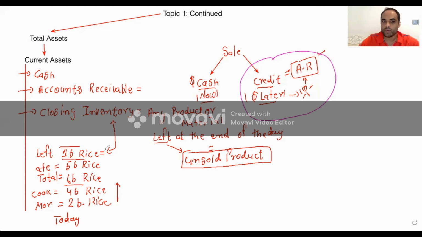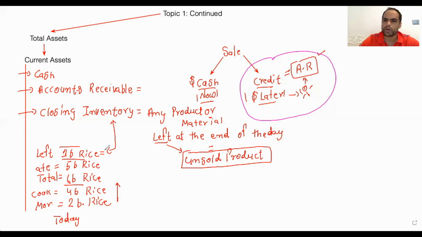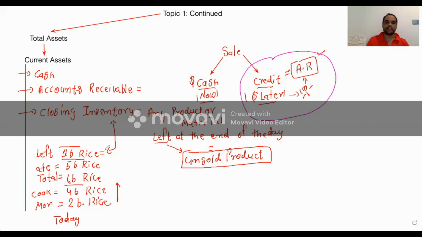That's why closing inventory means unsold product at the end of the period. Unsold means something remains in the company at the end of the day or the end of the period. That's called closing inventory, something left at the end. Is that okay? Understand?